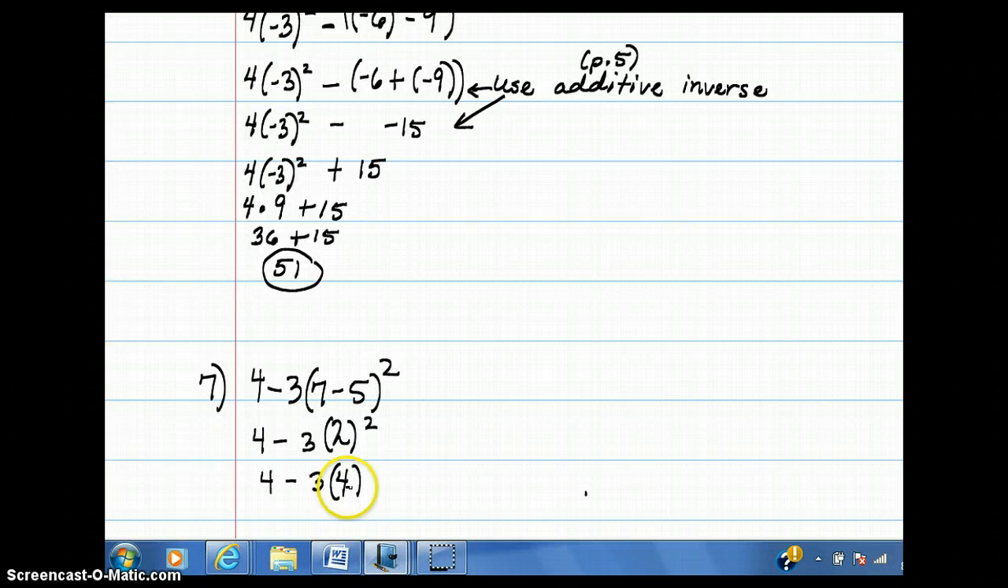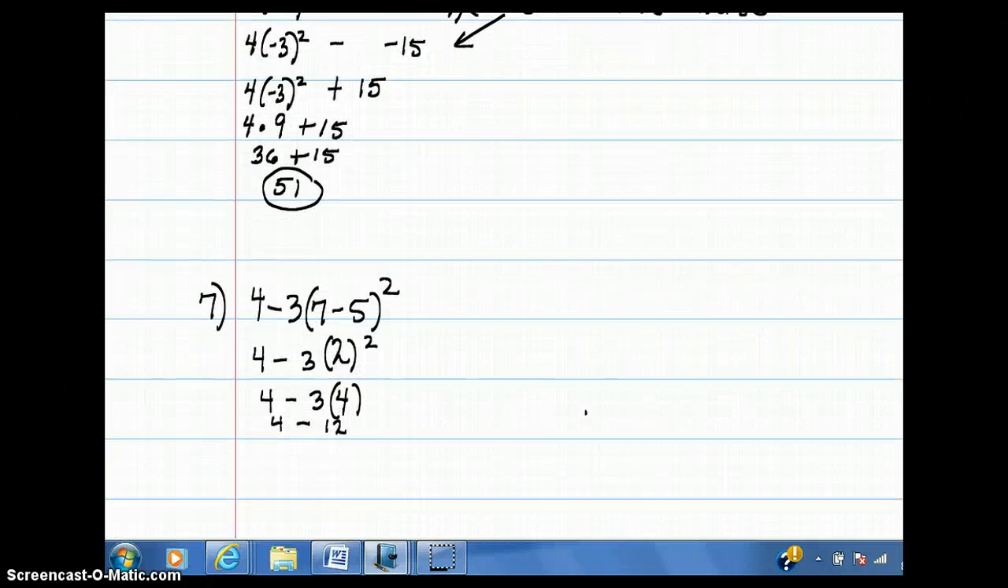Subtraction, multiplication. Multiplication comes first. 3 times 4 is 12. Bring down the 4, bring down the subtraction. We have 4 minus 12. Now, at this point, many students would be able to do this without changing subtraction into addition, but I am going to use the additive inverse. So 4 stays the same, subtraction changes to addition, and 12 changes to its additive inverse of -12, which is going to give you 4 plus -12, which is -8. Please circle your answer.